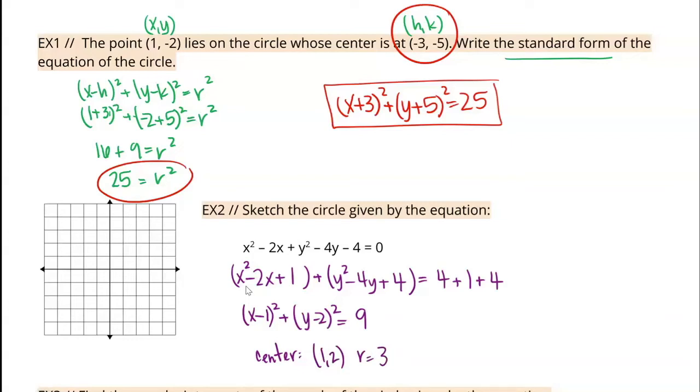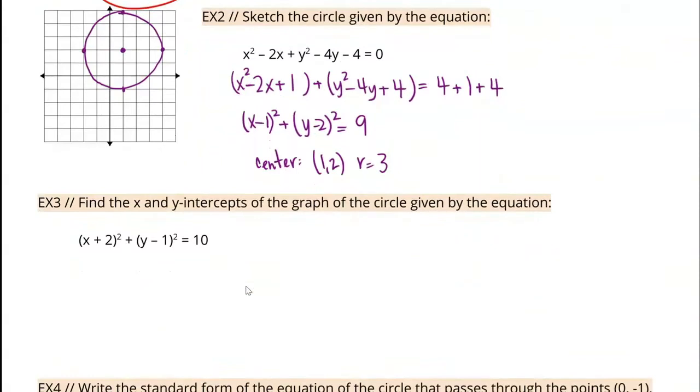So if I want to sketch that, I like to plot the center and then plot 4 points that are 3 units away. 4 is nice because those are going to fall right on your grid. And then try and sketch a nice smooth circle through those points. Alright, that's what it looks like.